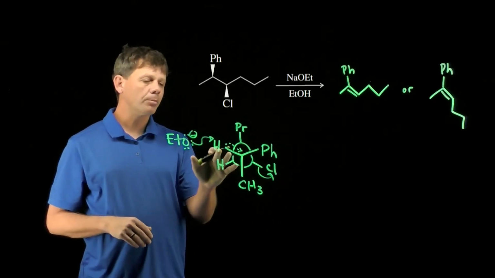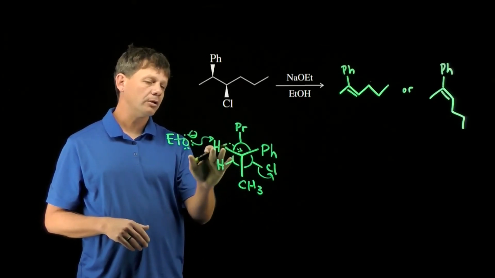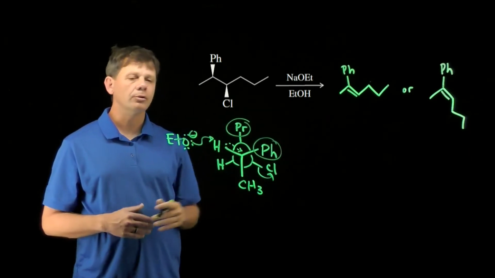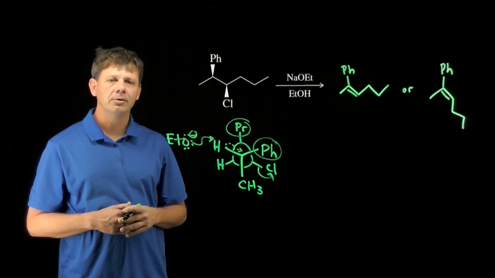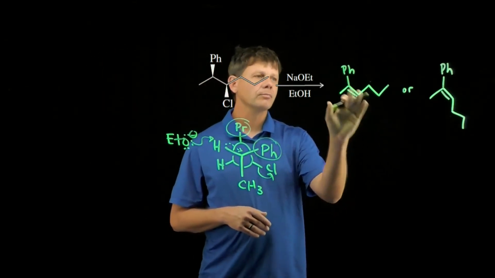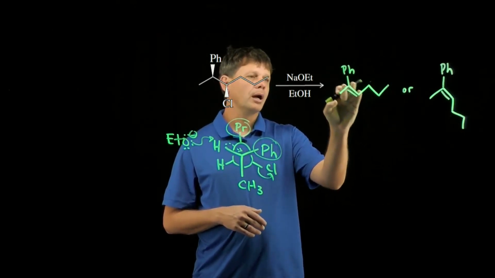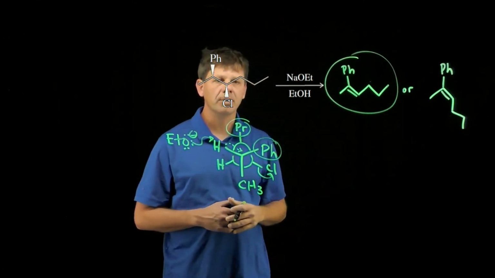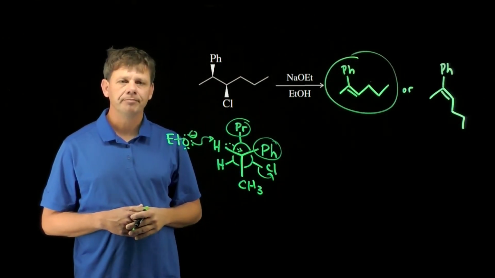that in our product with the anti and coplanar proton and Cl-, the propyl group and the phenyl group are on the same side of the molecule. That's only going to be true in this alkene here, the phenyl group and the propyl group on the same side of the alkene. So this is the product of our reaction.